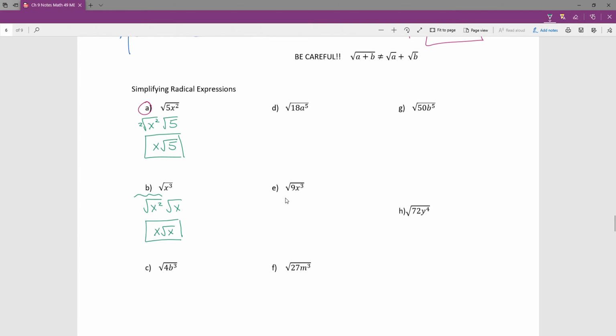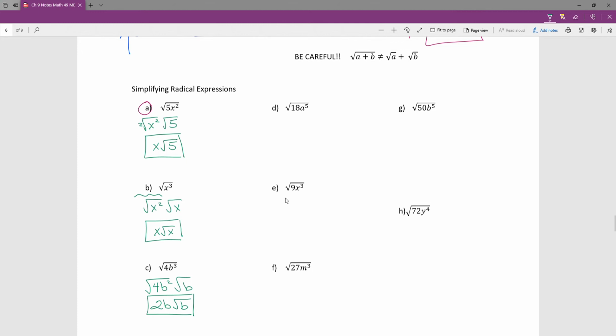For C, more coefficients and variables. So I could break this up. Anything that's a perfect square could go out the front, and I'll take as much as I can and rewrite it as an equivalent expression, leaving the leftovers hanging out the back. So now that I have the square root of 4b squared identified as a perfect square, I can take the square root of that and get 2b. I'd still leave that irrational component tacked on the back because I can't make that any simpler.